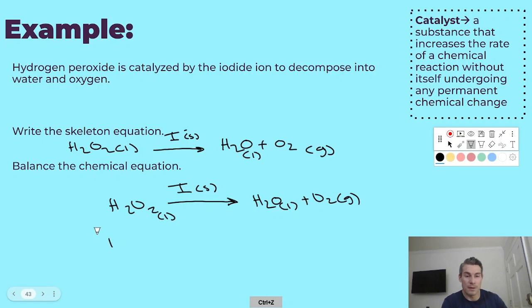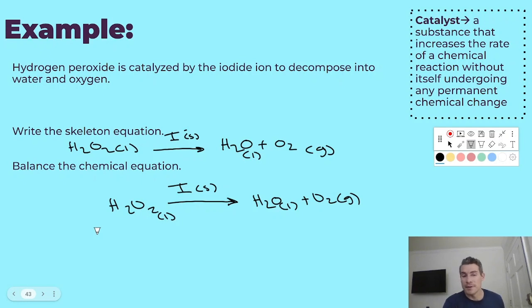Thinking about MINNOW, our acronym to help us balance the equation. Do we have any metals? Well, we do and we don't. We have a metal that's acting as a catalyst, so we're not going to count it when we're balancing the equation. That's an important kind of nuanced point that I wanted to make.